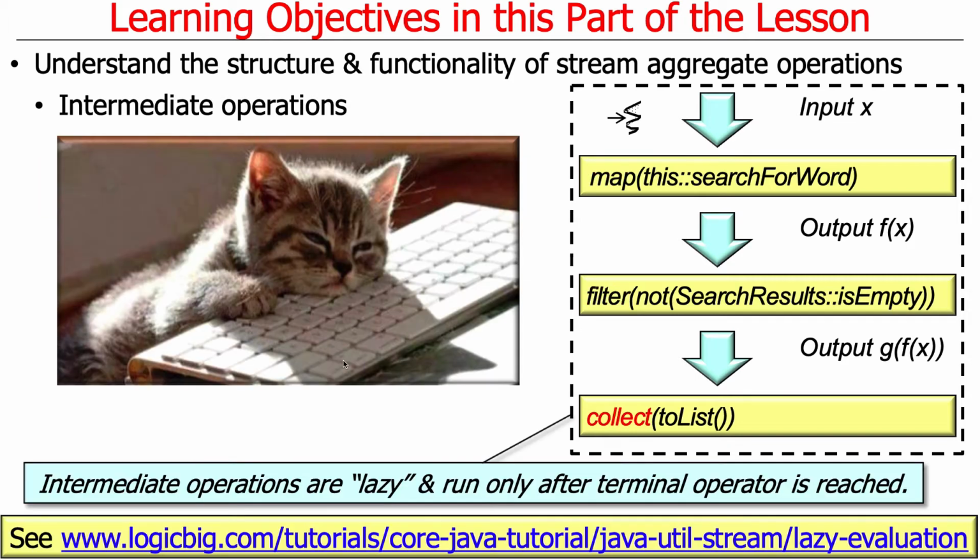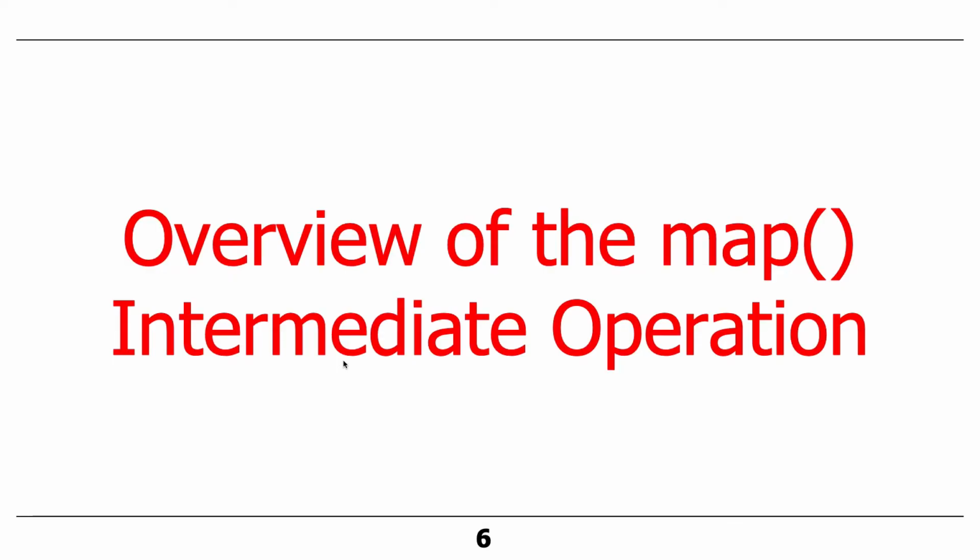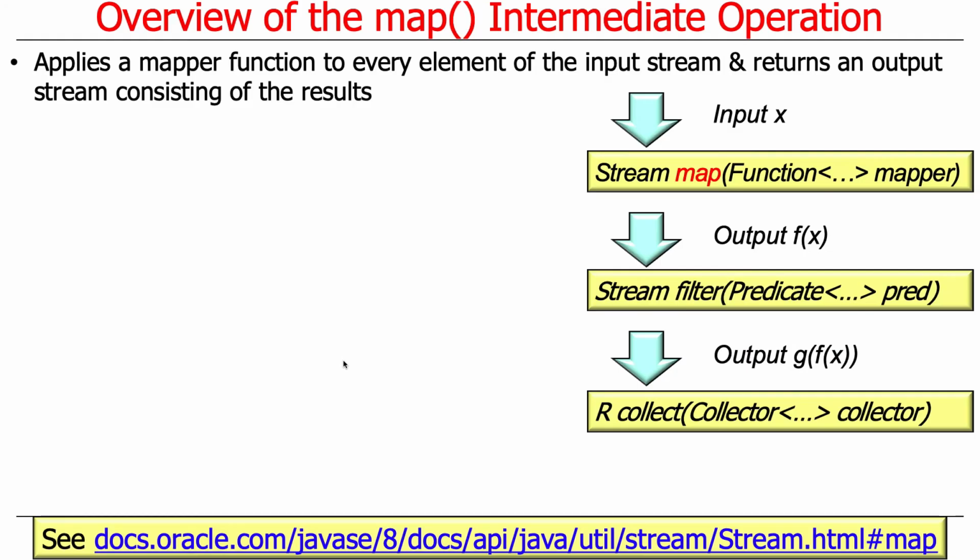And keep in mind a couple things. First, intermediate operations are lazy, and they only run after the terminal operation is reached. So let's start by talking about the map operation. That's a very common operation. What the map operation is going to do is apply a mapper function to every element of the input stream, and it's going to return an output stream consisting of the results.